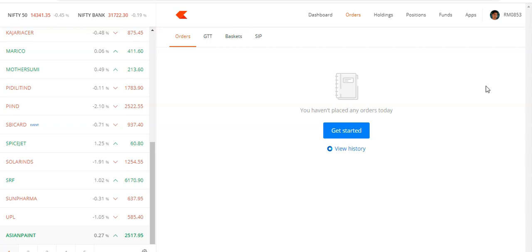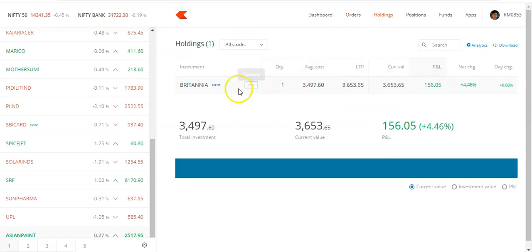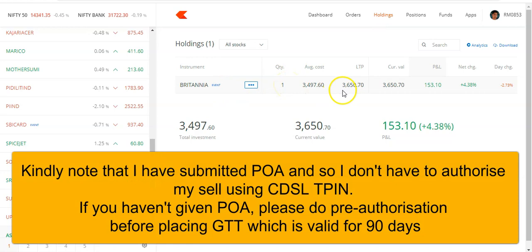Okay, we discussed about buy GTT. Assume you have already bought some shares and they are available in your holdings. Say I have Britannia 1 quantity and I am in 4% profit. So I want to place a target or stop loss. Either you can place a target or a stop loss, or you can place both.